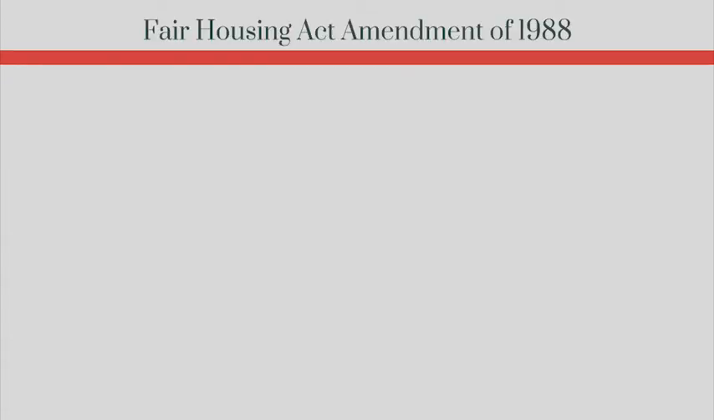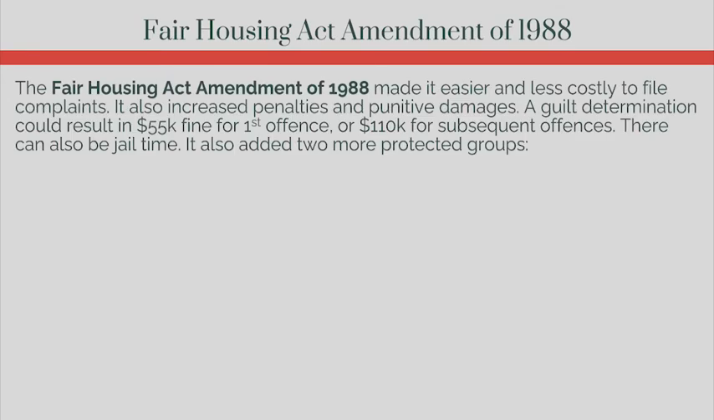Fair Housing Act Amendment of 1988. The Fair Housing Act Amendment of 1988 made it easier and less costly to file complaints. It also increased penalties in punitive damages. A guilt determination could result in a $55,000 fine for the first offense, or $110,000 for subsequent offenses. There can also be jail time. It also added 2 more protected groups.